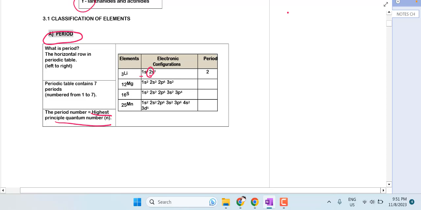Based on this electronic configuration, the highest value of n is 3. Based on this one, the highest value of n is also 3. For this one, the highest value of n is 4. So to determine period, we need to look at the highest value of n, even though the highest value is in the middle, not at the end. So the highest value of n determines period.